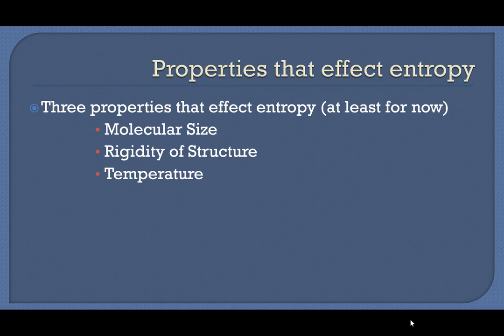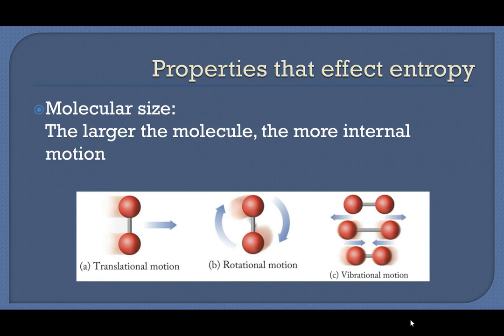So one thing to keep in mind here is more motion equals more entropy. And entropy, again, is the measure of disorder or the measure of messiness. So if particles have more freedom to move around, they will disorganize themselves if given the opportunity. So things that affect the entropy are size, rigidity, and temperature. So molecular size: the larger the molecule, the more internal motion that there's going to be.